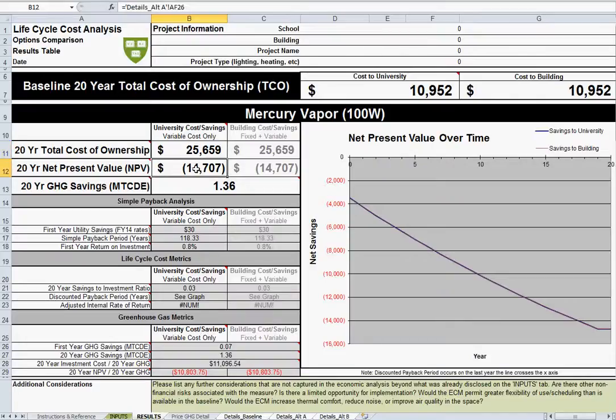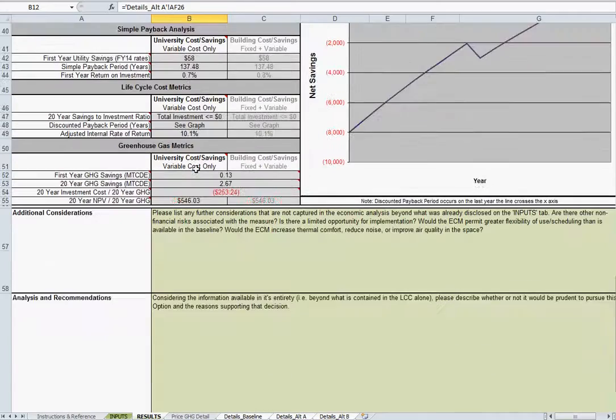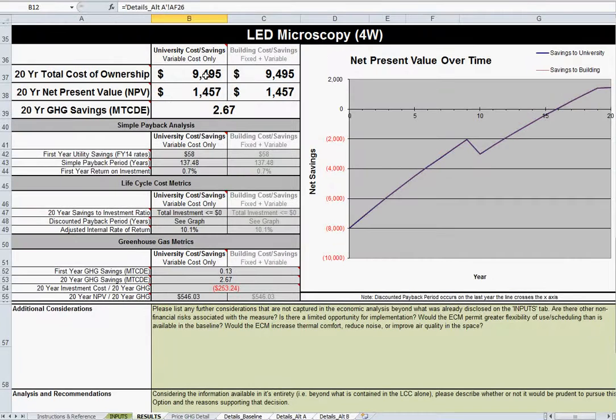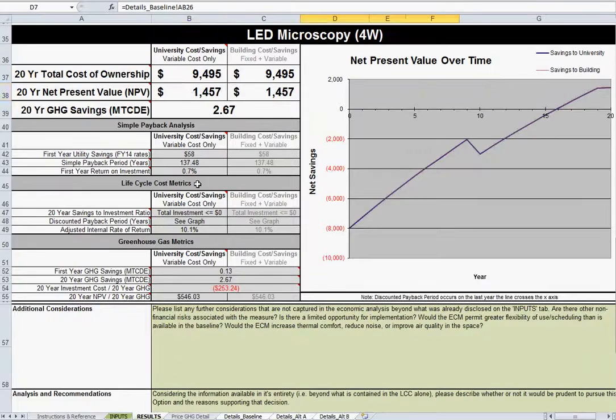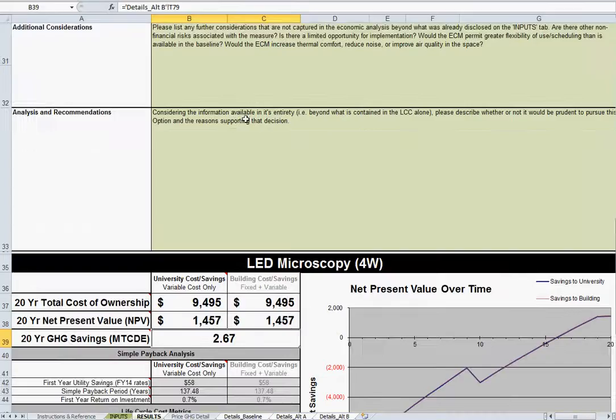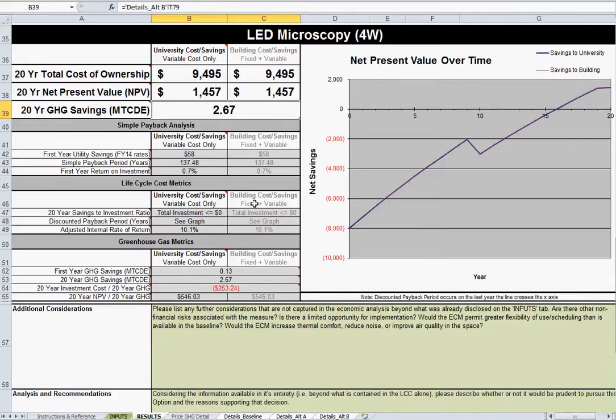So our net present value is negative in this instance. We've got a much better situation with the LED. It's only going to cost us $94.95 to own the system. That's initial purchase and all utility costs rolled up, escalated, and discounted appropriately. Compare that to $10,952, so we're saving some money. We're saving approximately $1,500 by going with this LED system, including a GHG savings of 2.67. So again, there's clear savings going on there.